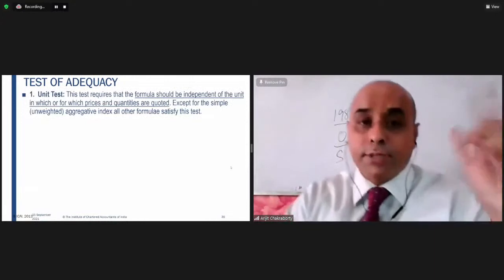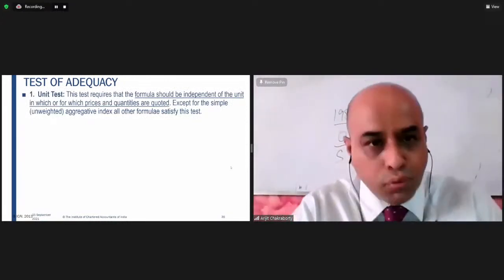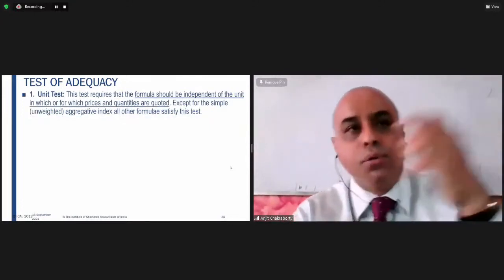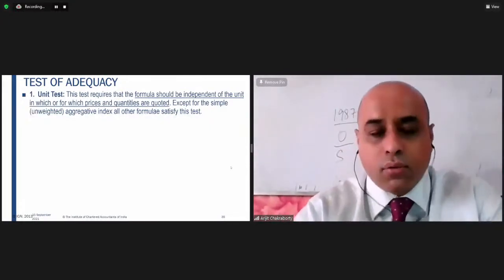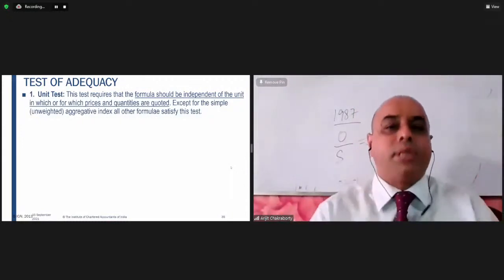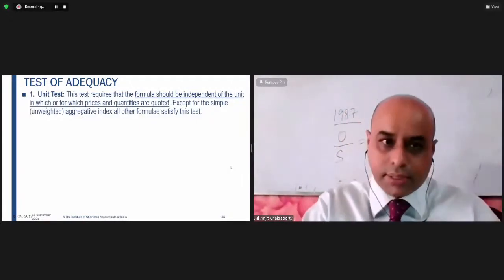Now the last part of this chapter is the test of adequacy. This is a mathematical proof, but in our type of exams where you get MCQs, I don't think there will be a question on proving for 1 mark. It's always MCQ, so you have to select the right alternative. But we must know what the 4 tests are.